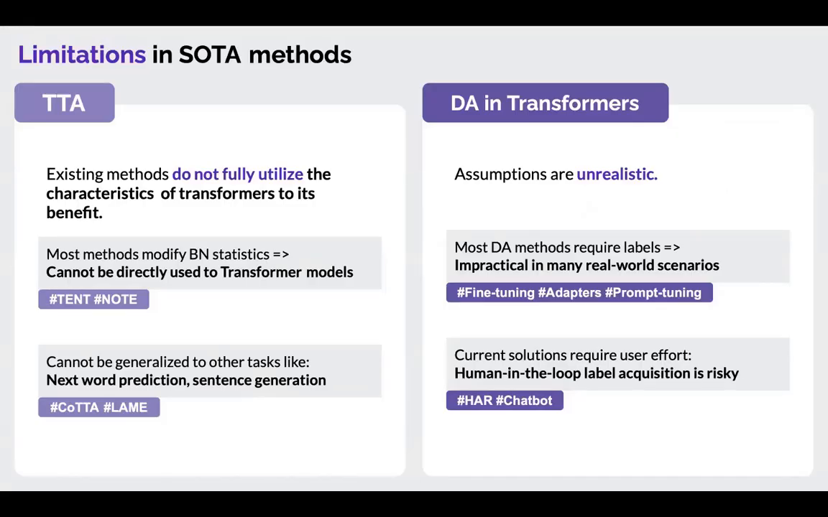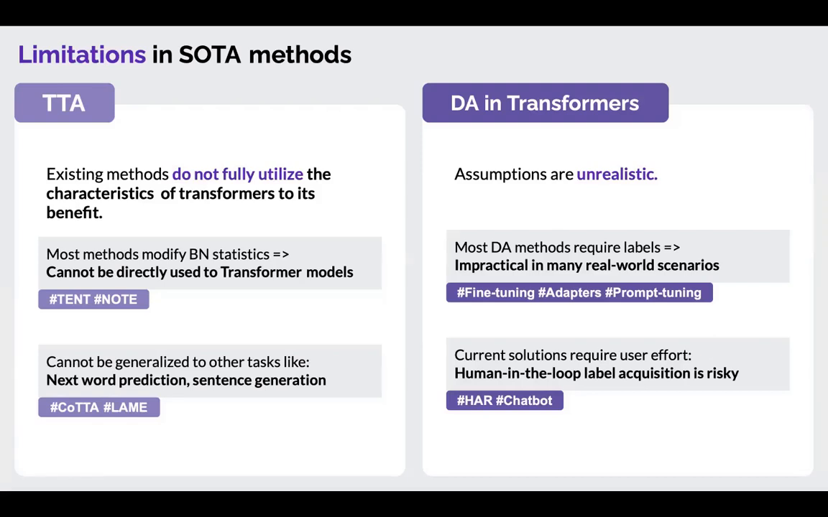We have summarized the limitation of current approaches in this slide. Test time adaptation methods like TAT utilize the batch normalization layer for training, which is missing in most transformer-based models. And those methods like Kota and Lame, who do not use batch normalization layers, face a generalizability issue. It cannot be applied to tasks other than classification.